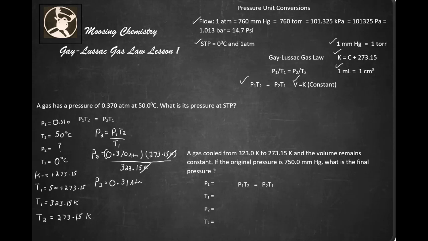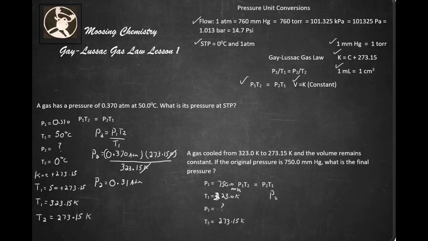Okay, a gas cooled from 323.0 Kelvin to 273.15 Kelvin. So the initial temperature was 323.0 Kelvin. Yeah, it doesn't look like a good 3, but you know what the heck. And our final temperature is 273.15. Okay. And then our original pressure was 750 millimeters of mercury. And of course, what is our new pressure?